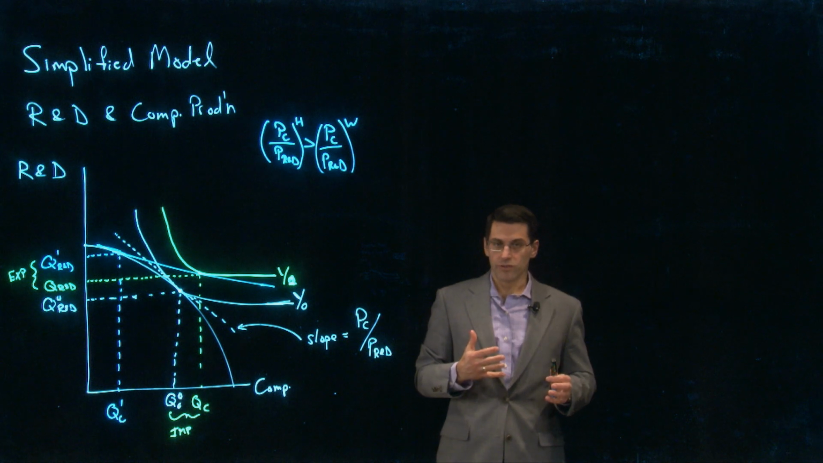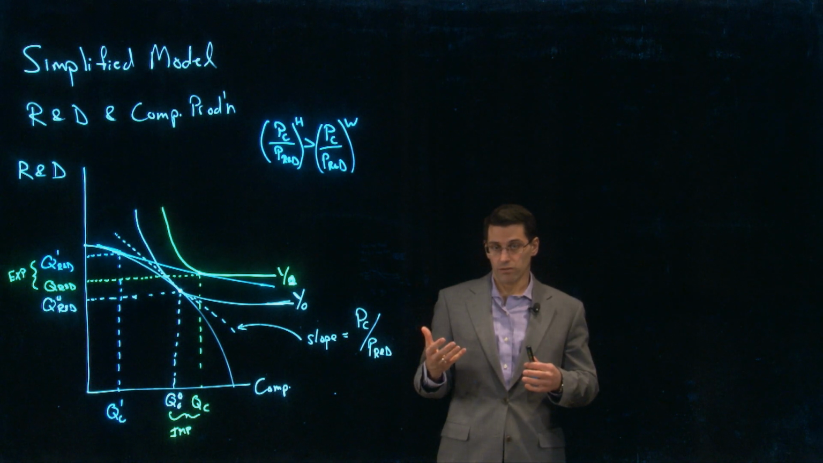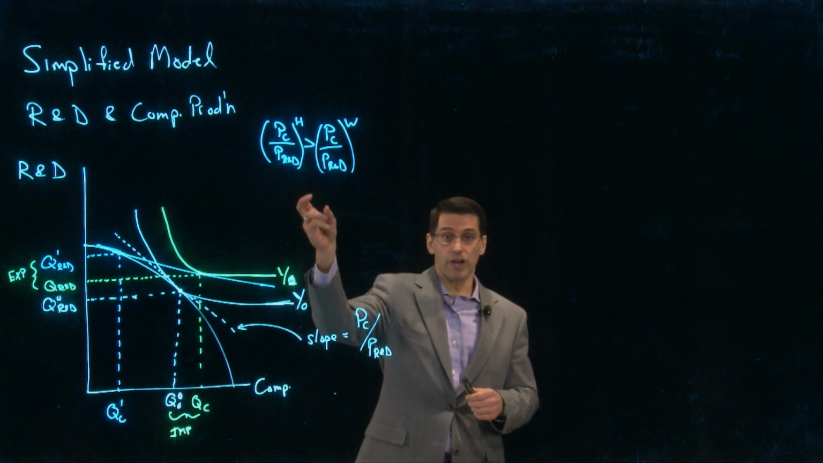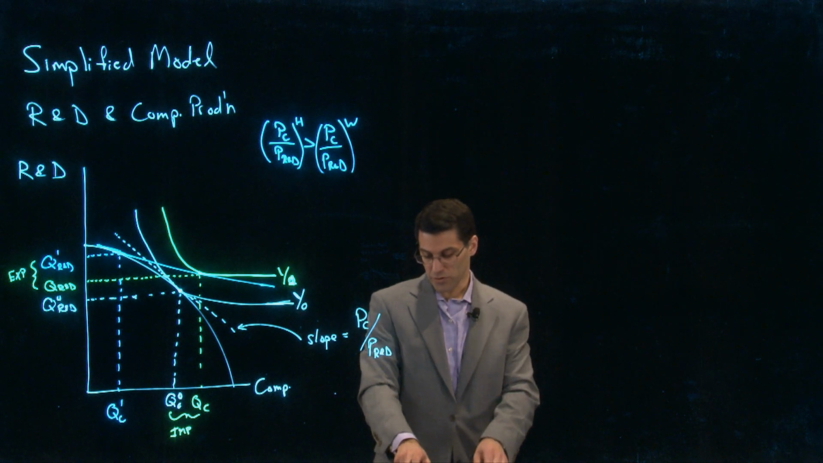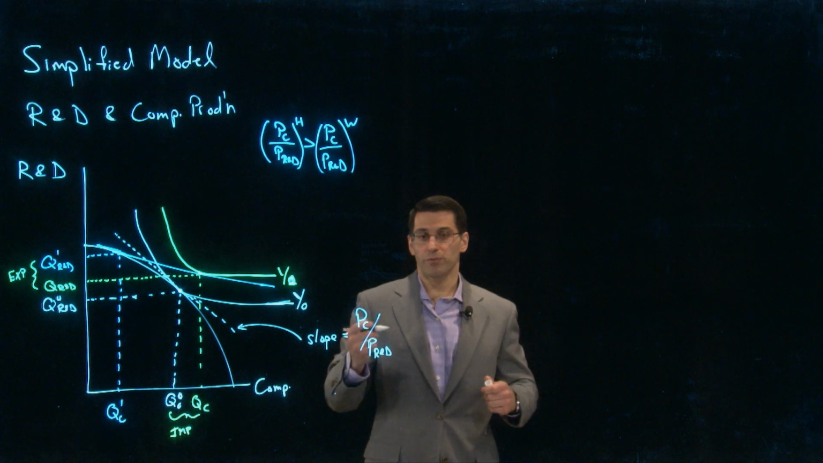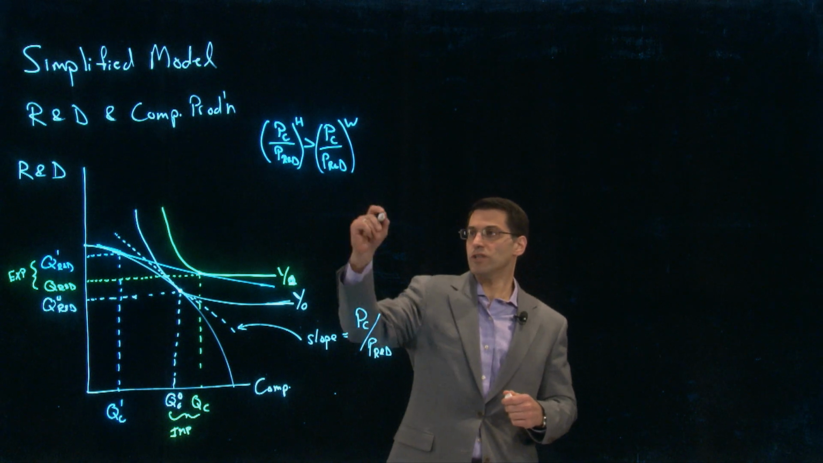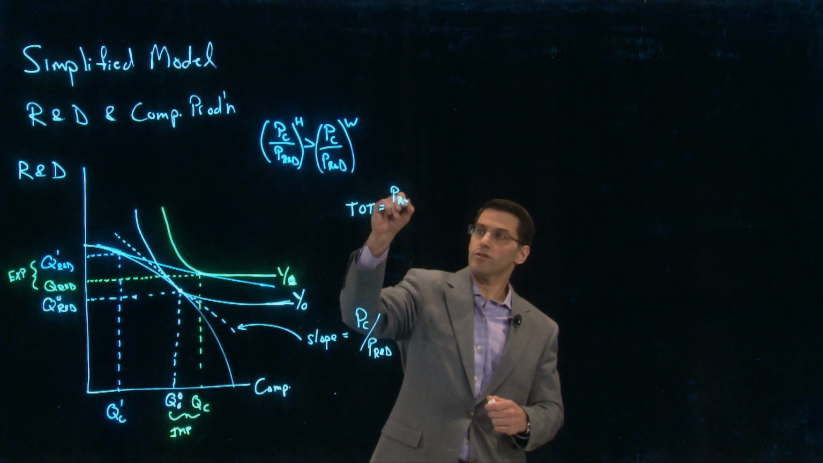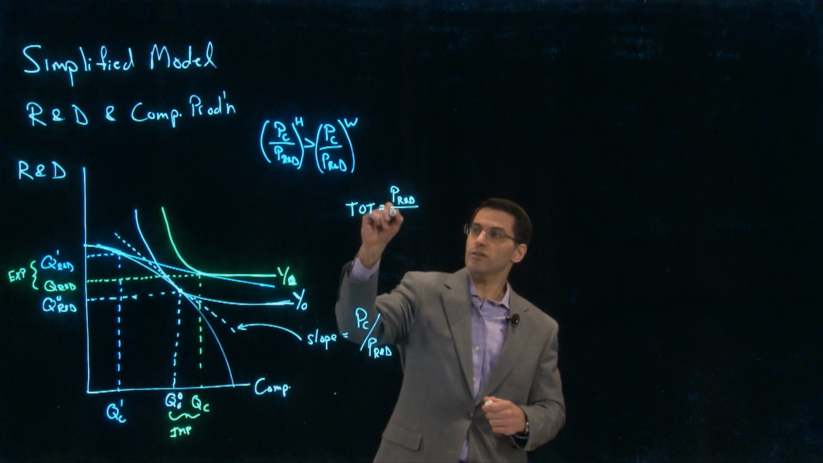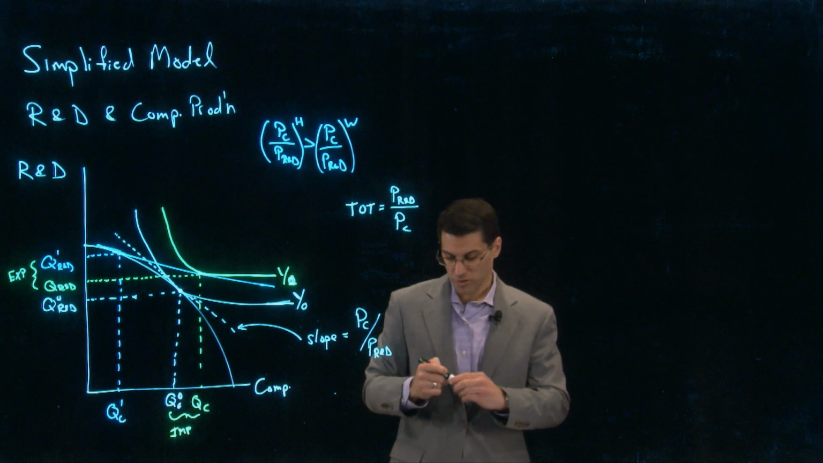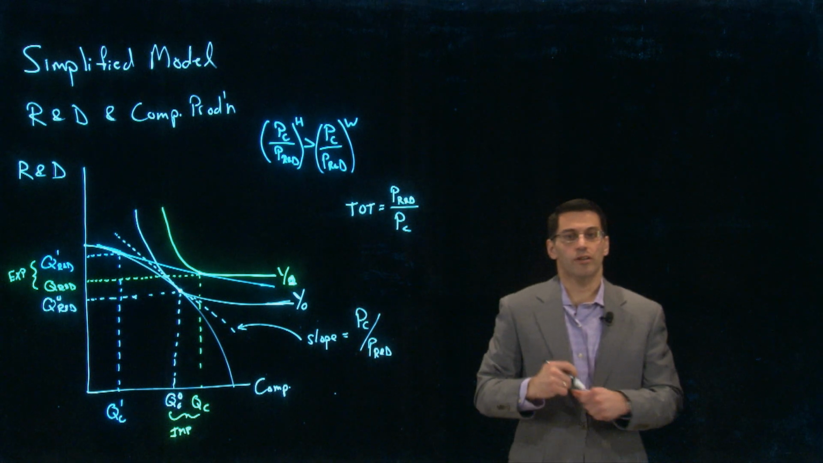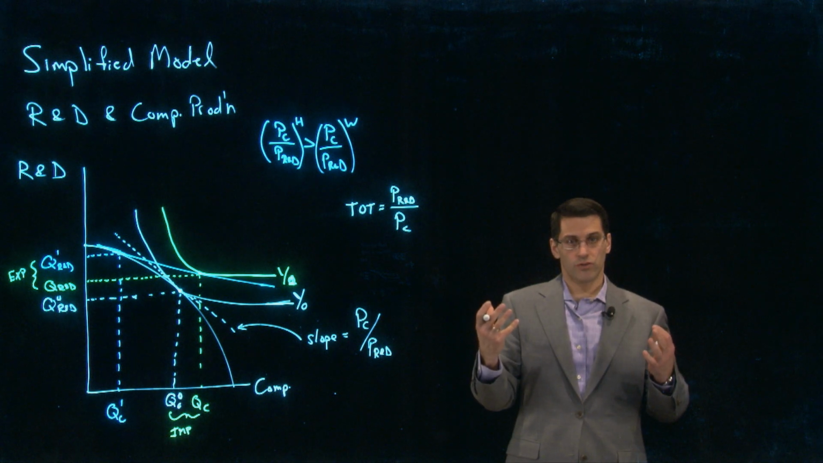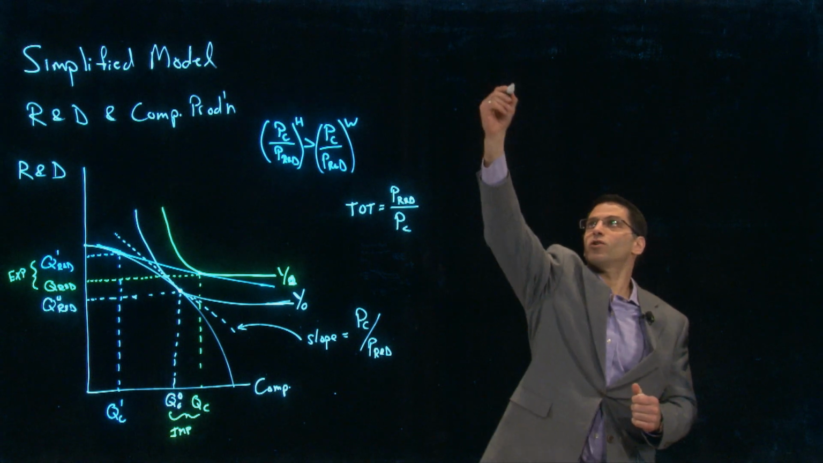Now what happens if the terms of trade change? Remember, the terms of trade are the price of the exported good over the price of the import good. So for the home country, because the home country is exporting R&D, the terms of trade are the price of R&D over the price of components. So first, let's take a look at a scenario where the terms of trade improve. Okay? So they work in favor of the home country.